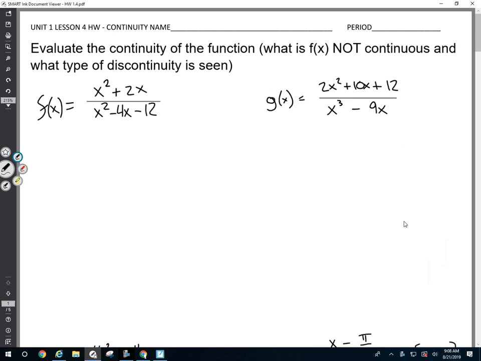All right, here's our continuity homework video. We are going to evaluate the continuity of the function. When is the function not continuous, and what type of discontinuity is seen?